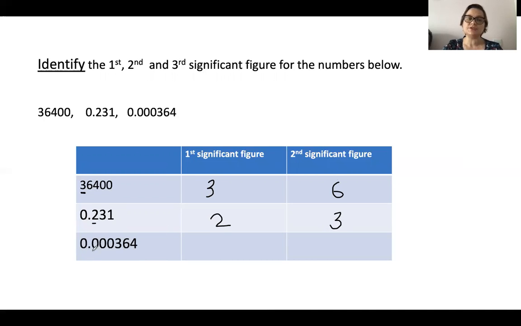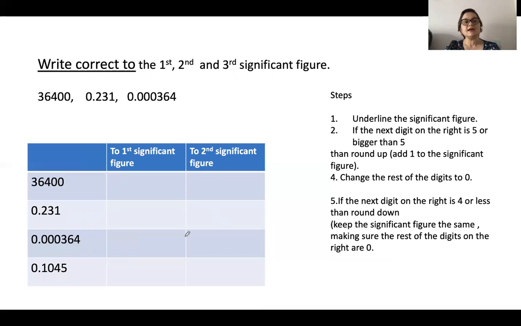Now, for the number 0.000364, as you see, there are 4 zeros in front of the significant figure. So the 3 is the non-zero one, so 3 is going to be the first significant figure, and the second significant figure is the second non-zero, so it is going to be digit 6. And now here we are going to round to write correct to the first, second significant figure. And if you want, you can continue and write correct to the third significant figure. I have prepared some steps here, which we will follow one by one.